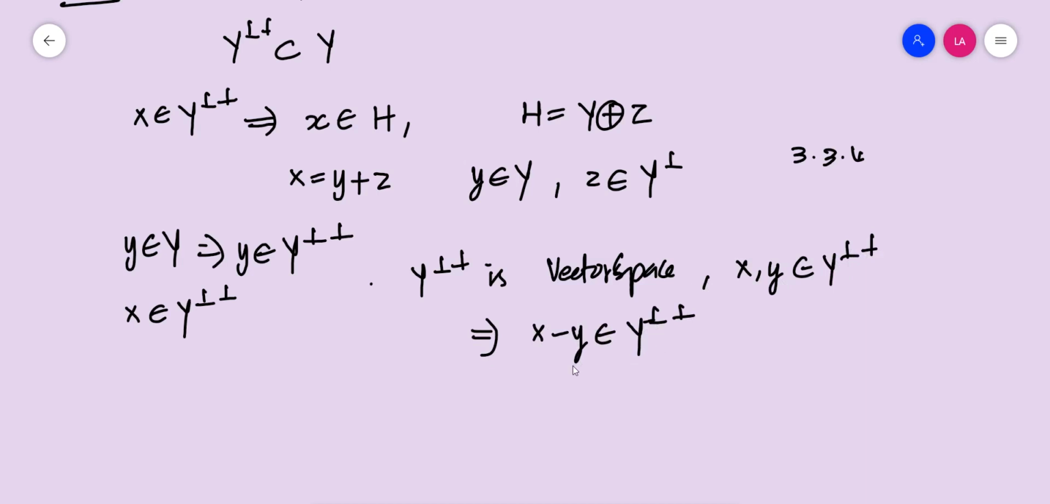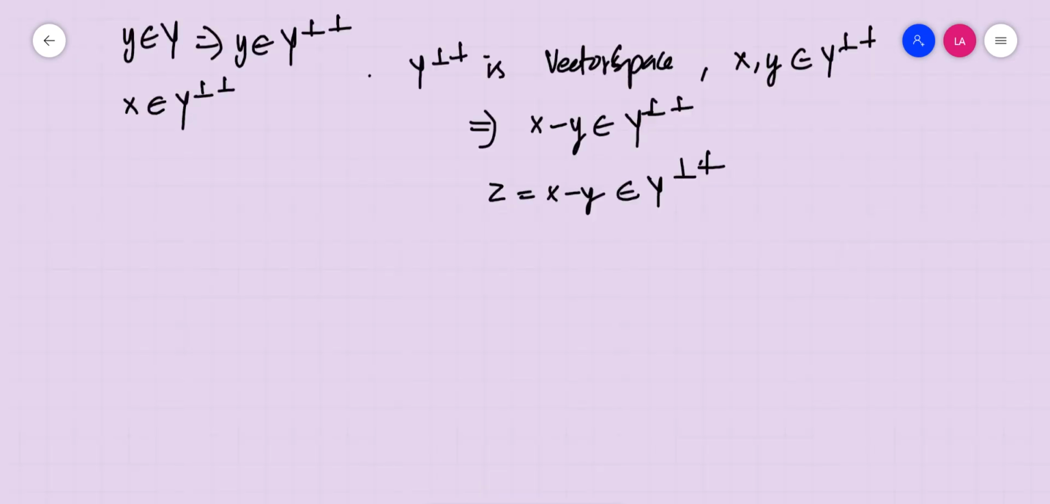Okay. So X minus Y is an element of this, which implies Z is equal to X minus Y, because we have explained that X is equal to Y plus Z. So Z is an element of Y perpendicular perpendicular. Thus, we have established that Z is an element of Y perpendicular and Z is an element of Y perpendicular perpendicular. The only element which is common to both of these is actually the identity element.